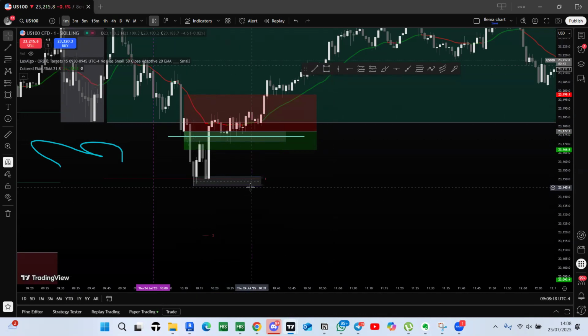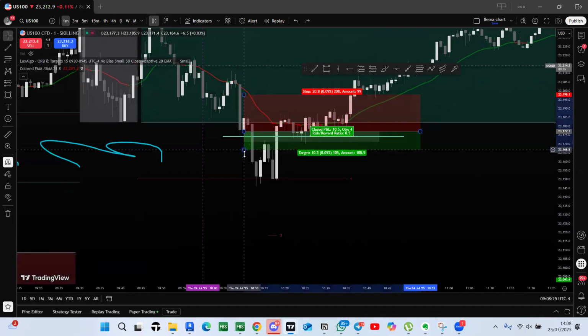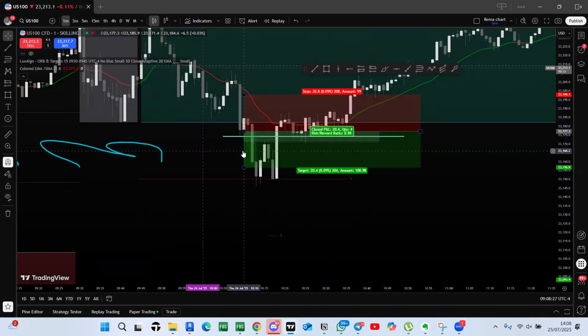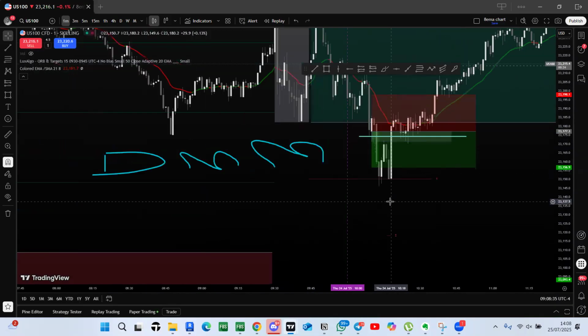Okay, so whichever way you want to manage the trade, if you don't have time, use the mechanical approach and just go for your one-to-one, and you're out of the trade. If you have time, you can manage the trade manually. All right, so let me show you another example.